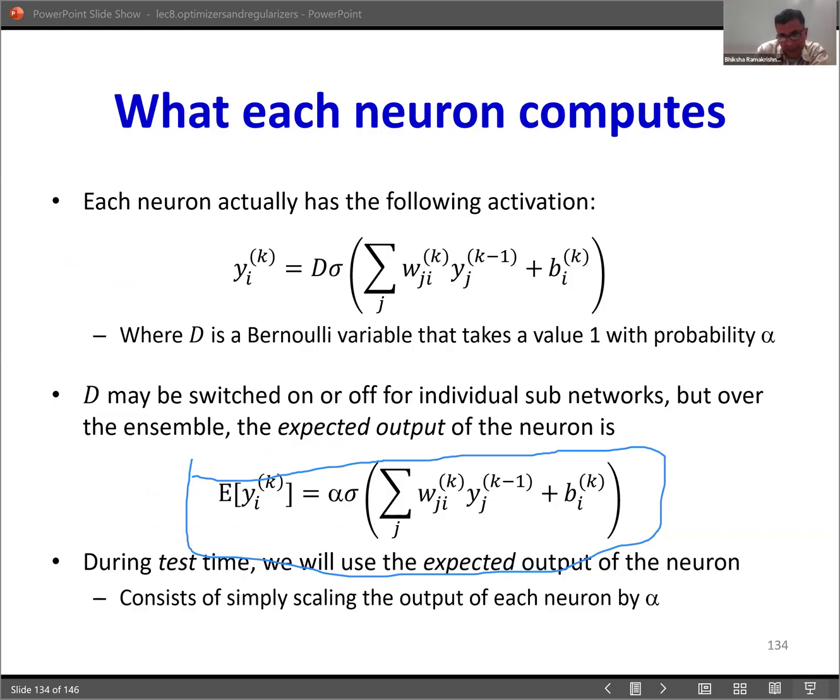I'd like to see a few more yeses. Alpha is the probability with which the neurons were switched on or off. So alpha is the probability that the neuron was retained on. 1 minus alpha is the probability that it was switched off during training.